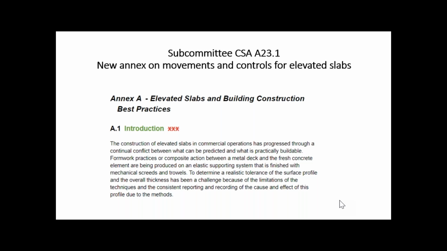I'll just read out quickly the introduction. The construction of elevated slabs in commercial operations has progressed through a continual conflict between what can be predicted and what is practically buildable. Formwork practices or composite action between the metal deck and the fresh concrete element are being produced on an elastic supporting system that is finished with mechanical screeds and trowels. To determine a realistic tolerance of the surface profile and the overall thickness has been a challenge because of the limitations of the techniques and the consistent reporting and recording of the cause and effect of this profile due to the methods.